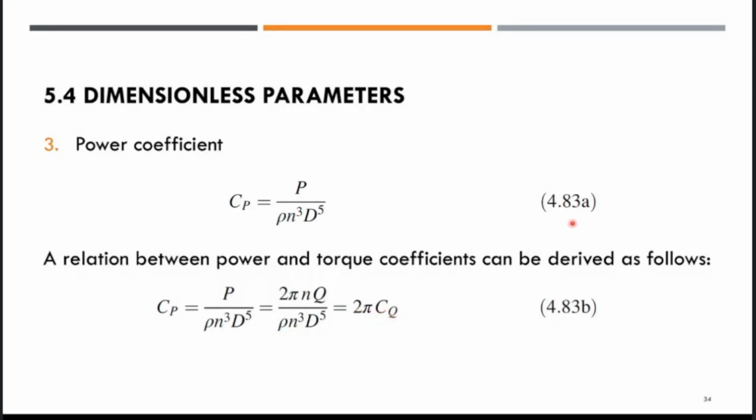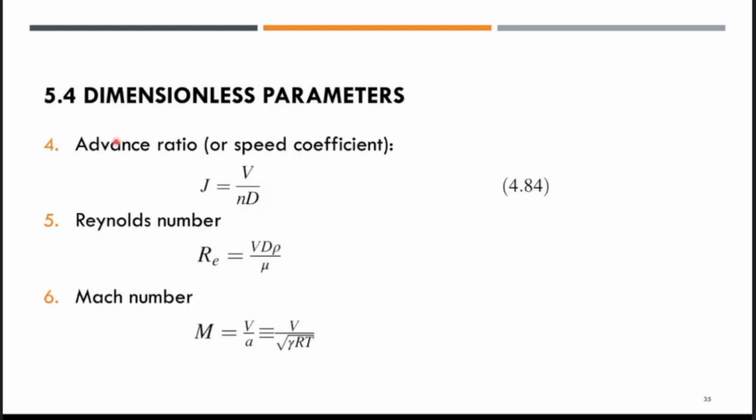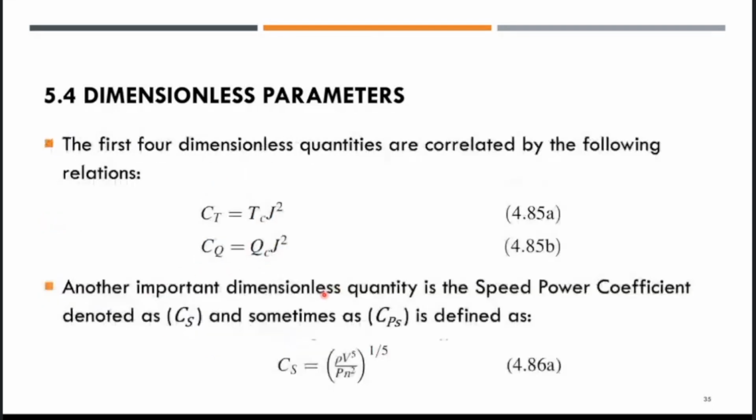So combining the equations for the power coefficient and the torque coefficient, you get the relationship between the two. And then the fourth dimensionless parameter is the advance ratio or the speed coefficient, J, which we introduced in the earlier equation, right? J equal to the speed over ND. And then we also have the Reynolds number as well as the Mach number. All right. So those are the 6 dimensionless parameters associated with the topic on propellers.